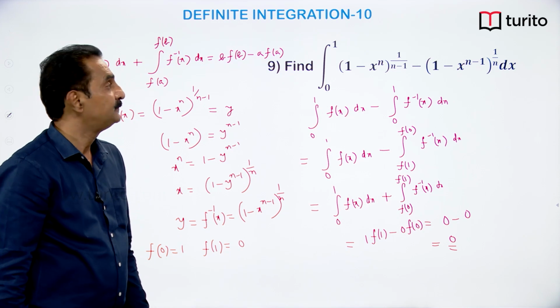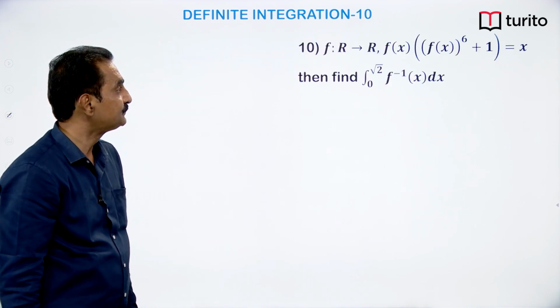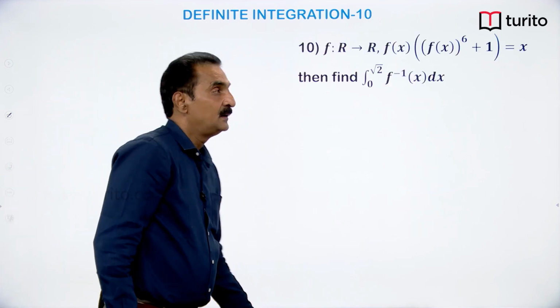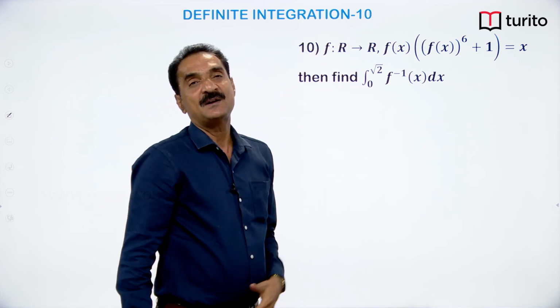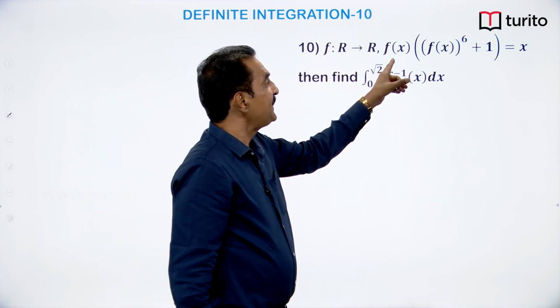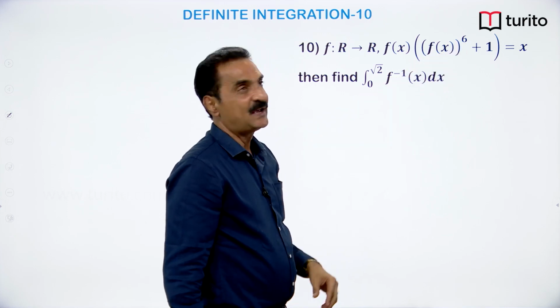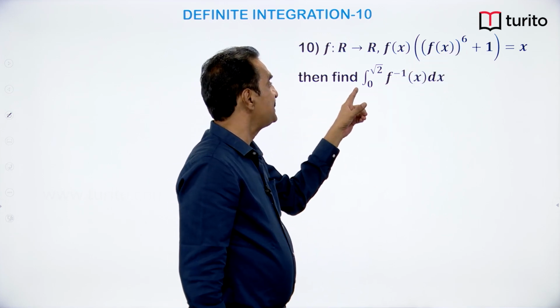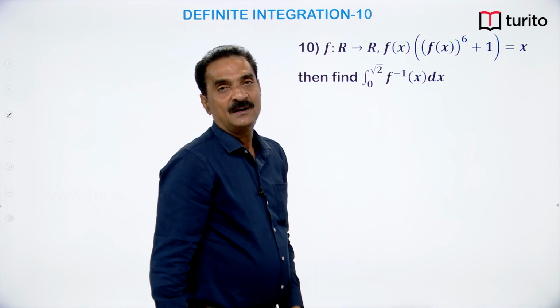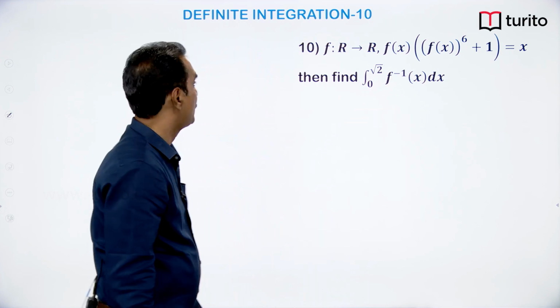Next question. f maps from R to R, f of x into f of x power 6 plus 1 is equal to x. Then find integral 0 to root 2 of f inverse x dx.